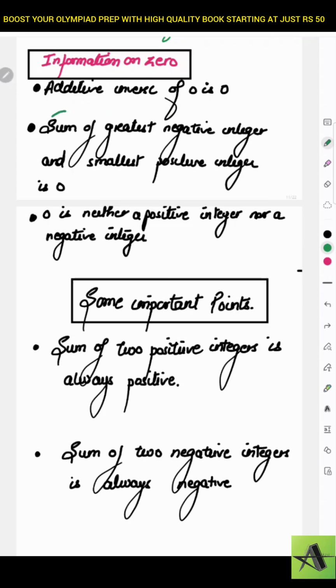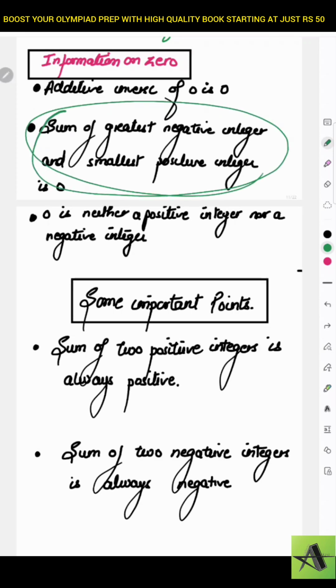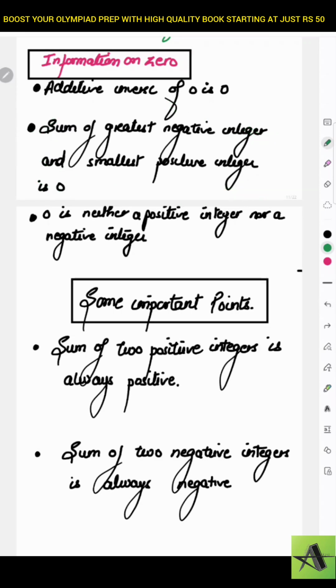Next says the sum of the greatest negative integer and the smallest positive integer is 0. Which is the greatest negative integer? If someone asks you the smallest, it's very difficult to tell because the number line is stretching infinitely onto the left hand side. This is a number line, and we know 0 is at the center, then 1, 2, 3 and so on, infinitely stretching on the right hand side. Similarly, minus 1, minus 2 and infinitely stretching on the left hand side. So it says the sum of the greatest negative integer.